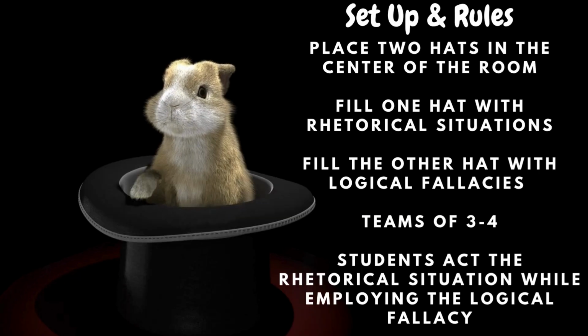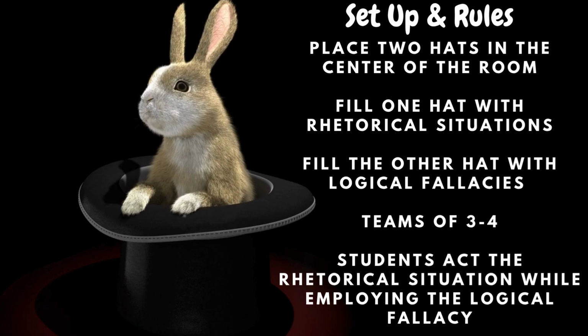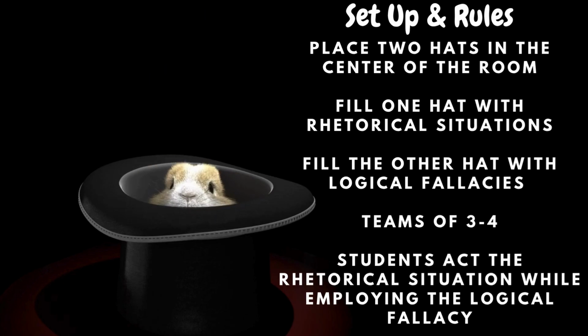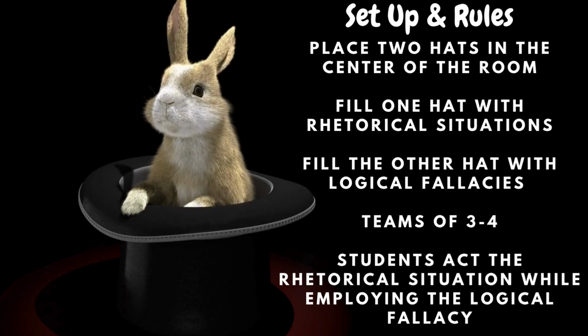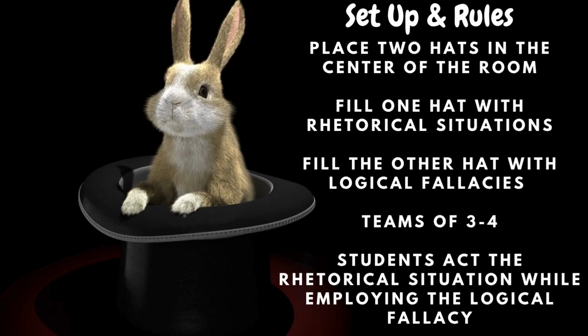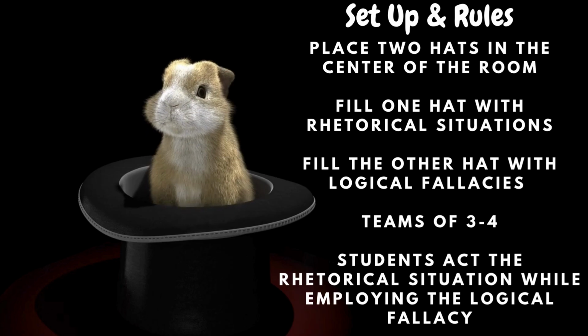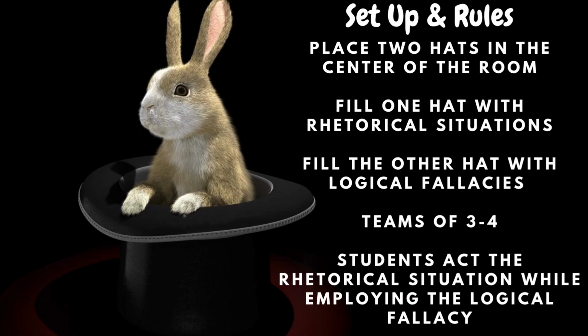All right, my Write It Ivy Right friends. So let's talk about the setup and rules for this top hat logical fallacy exercise. So here's what I do. I place two hats in the center of the room. And I actually have magic hats from when my kids were little. My son wanted to be a magician when he was younger. So I have top hats. You can use buckets. You could use jars. You could use baseball caps. It doesn't matter. So a couple of vessels is what you're going to need.